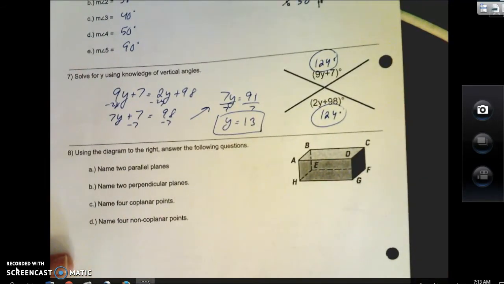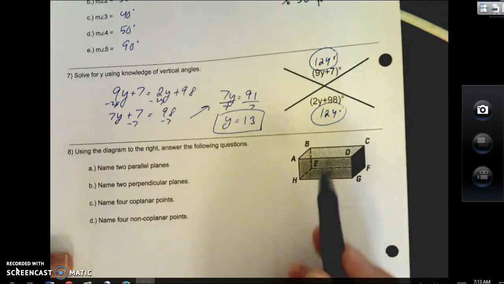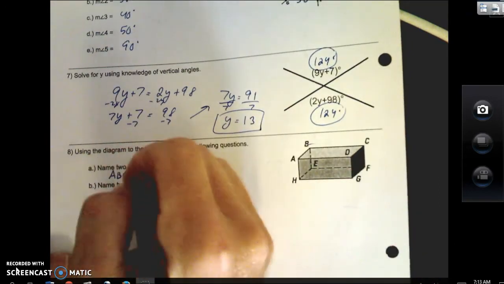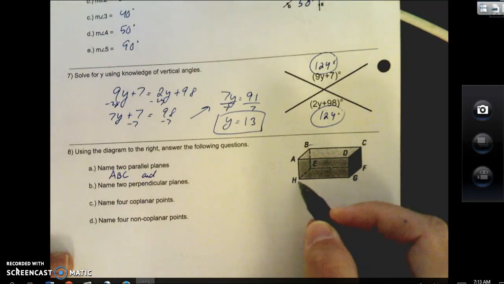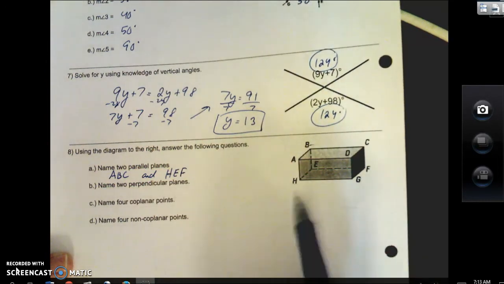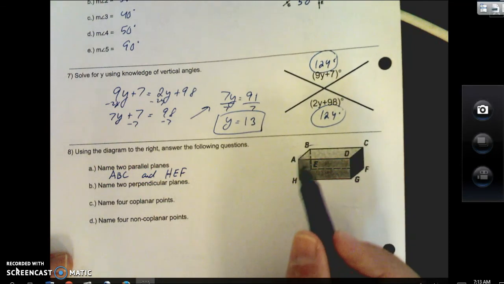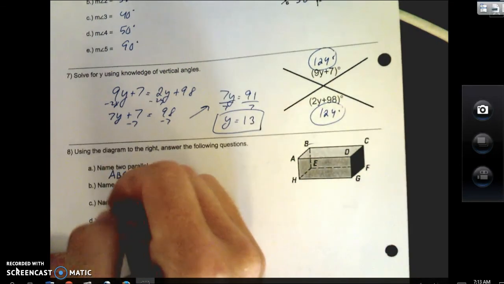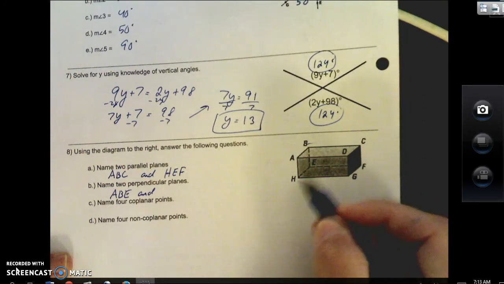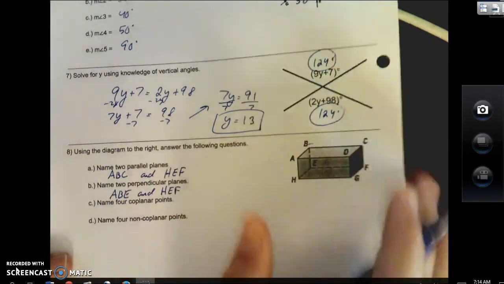Number 8, using the diagram to the right, answer the following questions. Name 2 parallel planes. Okay, we got some options here. I'm going to go top and bottom. So name a plane, need 3 letters. I'm going to go A, B, C. And the bottom one will be H, E, F. Now, there are multiple ways to name that, so that's just one option. Name 2 perpendicular planes. Okay, I'm going to go with the side over here, A, B, E, which is the side, and I'm going to go with the bottom one, H, E, F. Cool. Okay, and there's multiple options.